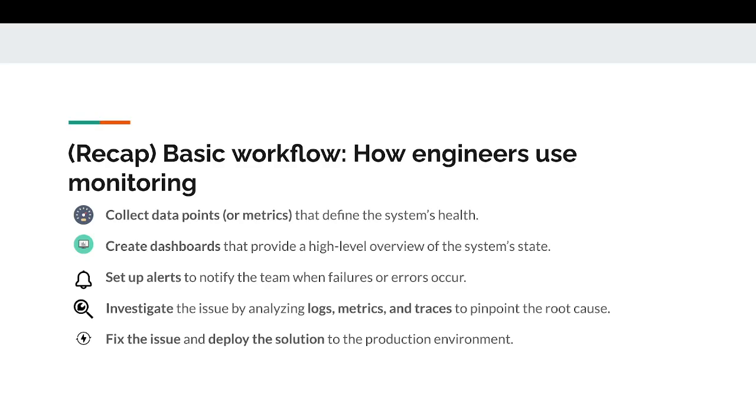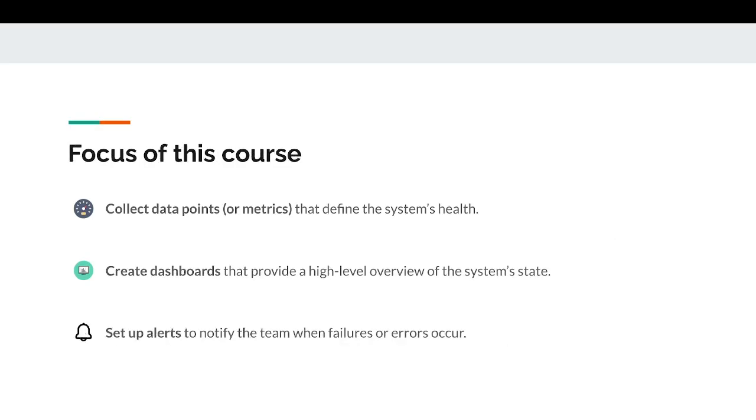So here again, it's a recap of the workflow which we have already learned in the previous slides. The top 3 points are actually monitoring, and that's the focus of this course. So let's start.